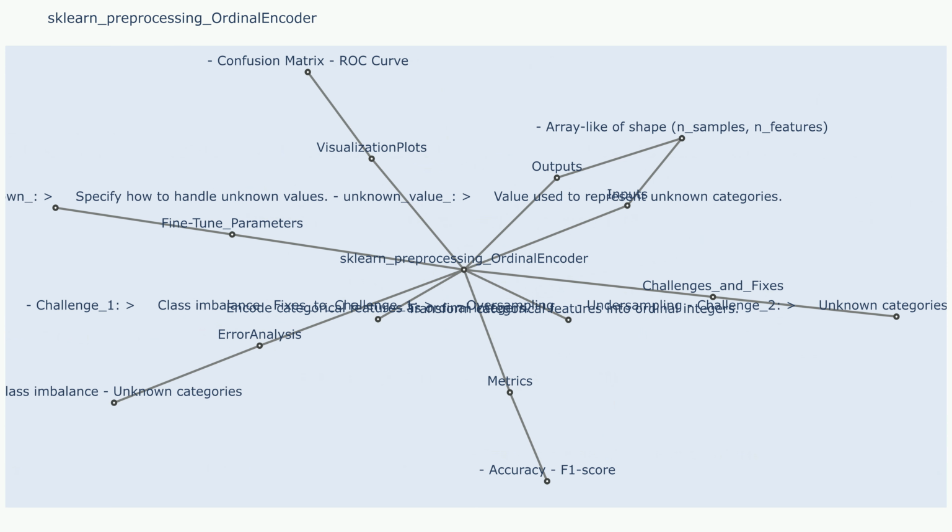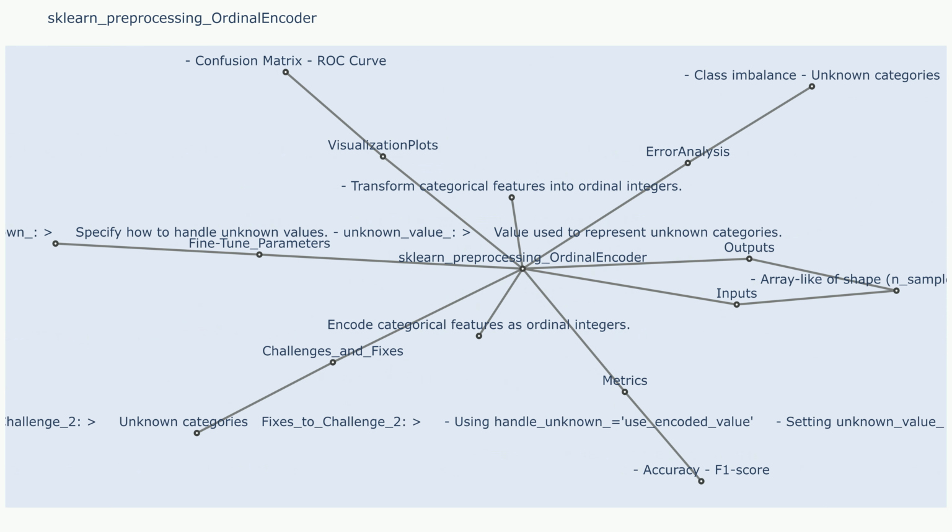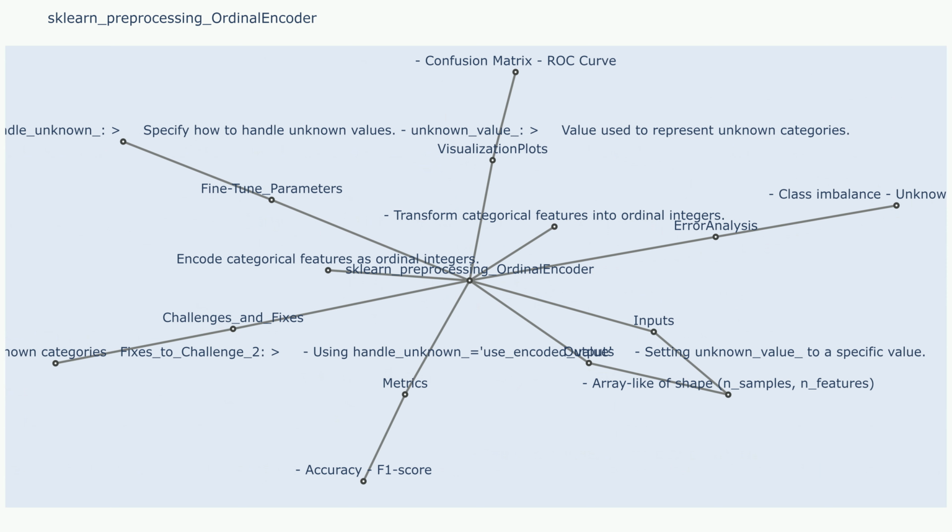Outputs. Transformed data: a 2D array-like object containing the encoded numerical values. The transformed data will have the same shape as the input data, but the categorical features will be replaced with their corresponding integer representations. Categories: an array containing the categories learned during fitting.